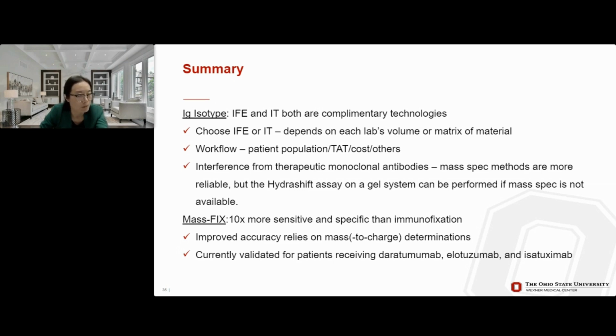Mass spec is 10 times more sensitive and specific than immunofixation, and it also improves accuracy. Currently, it is mostly validated for patients receiving daratumumab and other monoclonal therapeutic drugs. But in the future, the mass spec methodology will probably change the entire manner of M protein measurement and analysis.